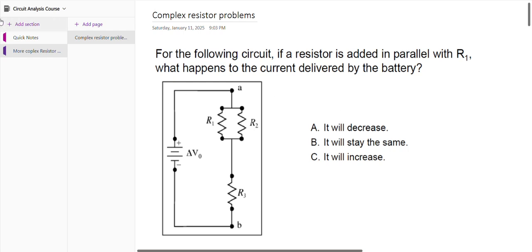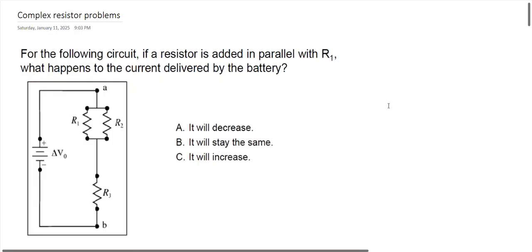Let's go to a little more complex circuit analysis questions, especially in the resistor field. So we start with this one. For the following circuit, if a resistor is added in parallel with R1, which you see here, what happens to the current delivered by the battery?